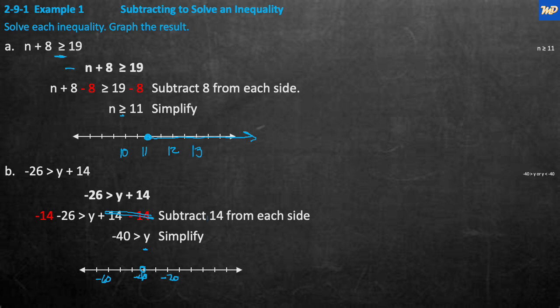So that means that the y values are all to the left, because negative 40 is greater than anything I'm going to write down with a y. So I have to say everything to the left is a solution. Okay?